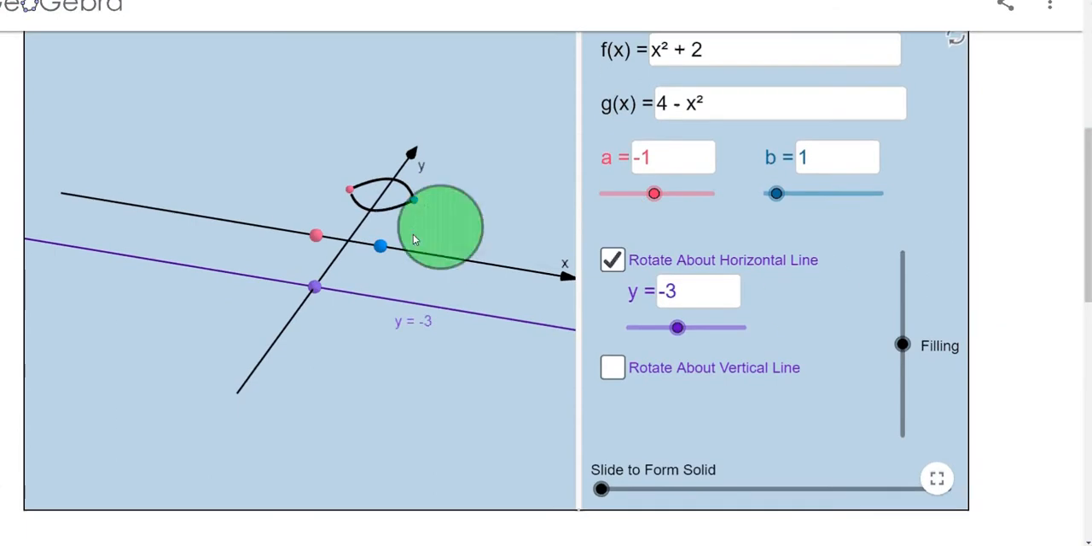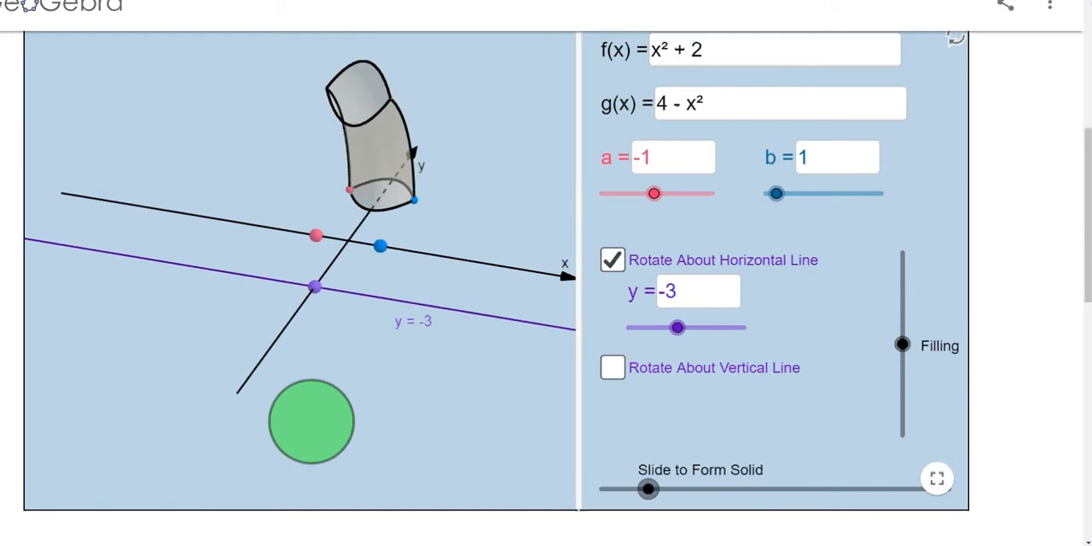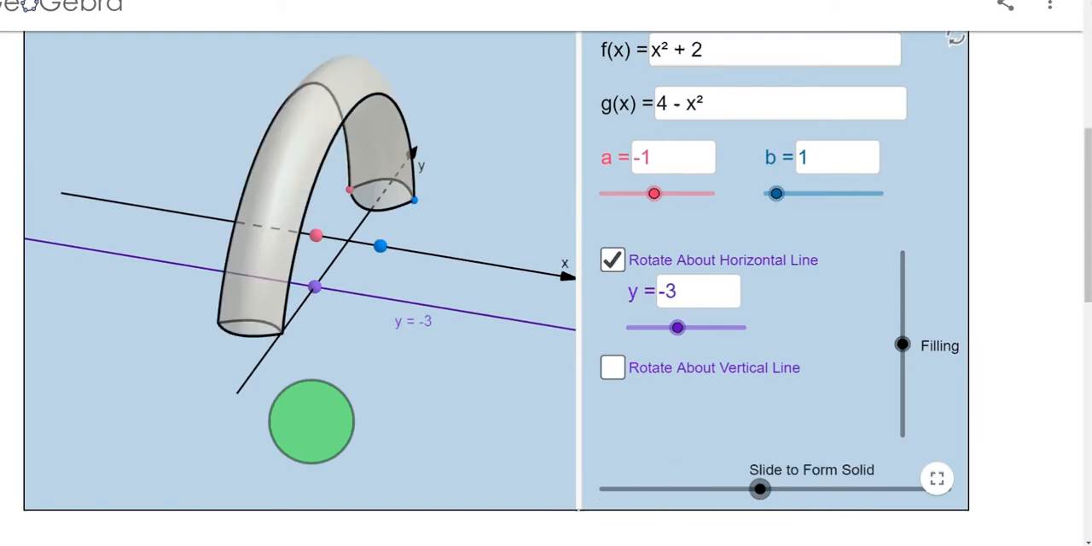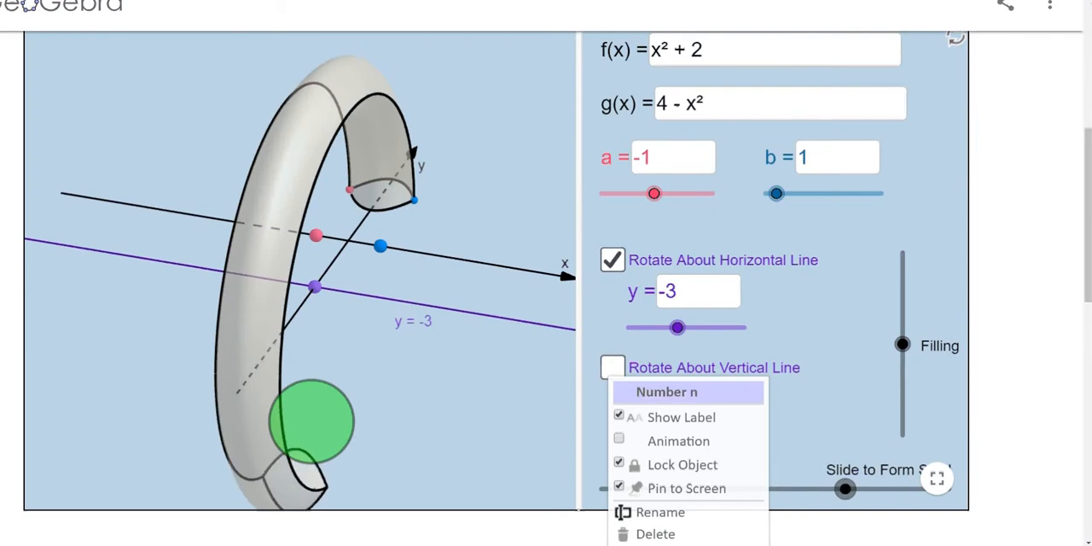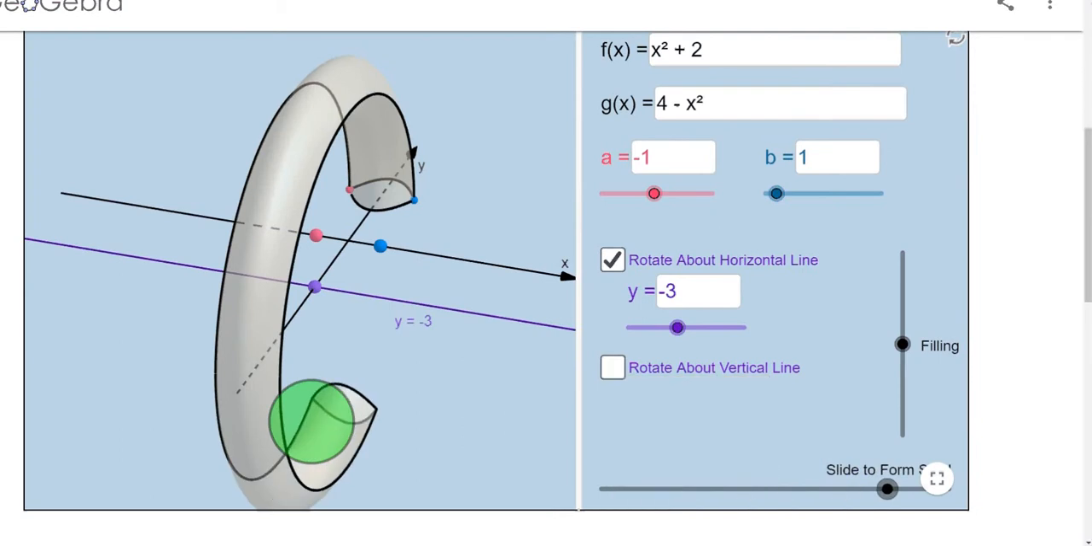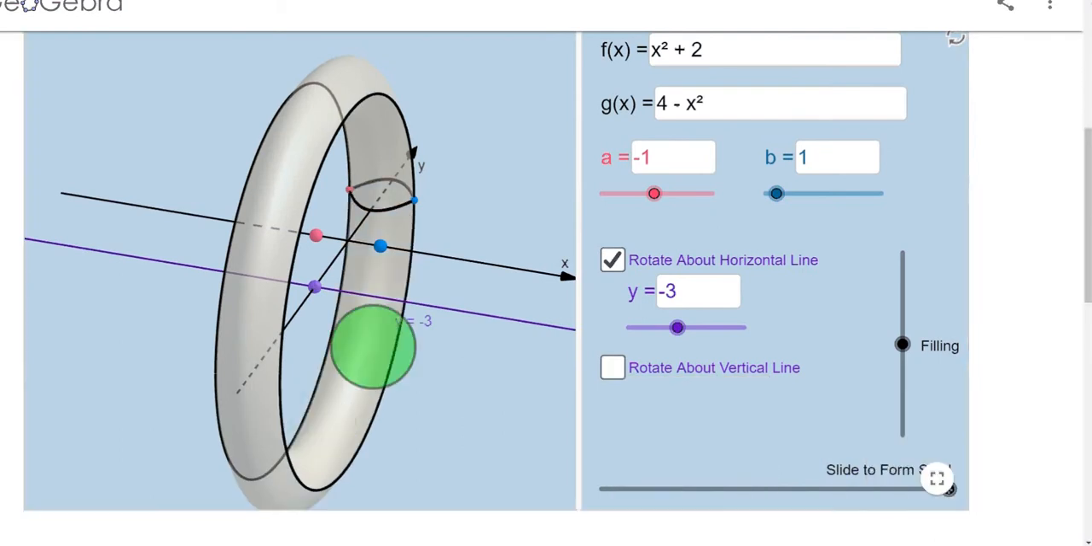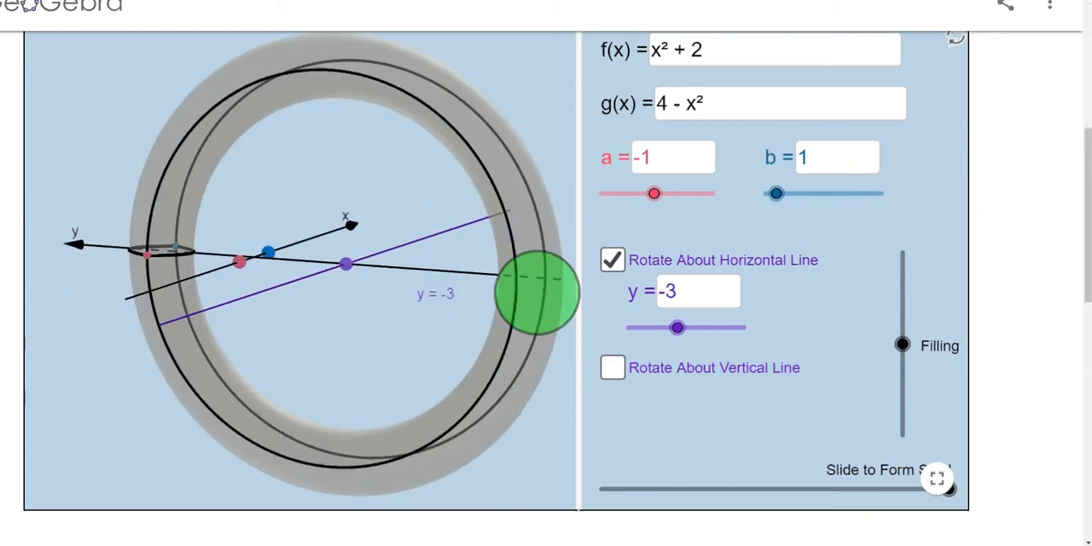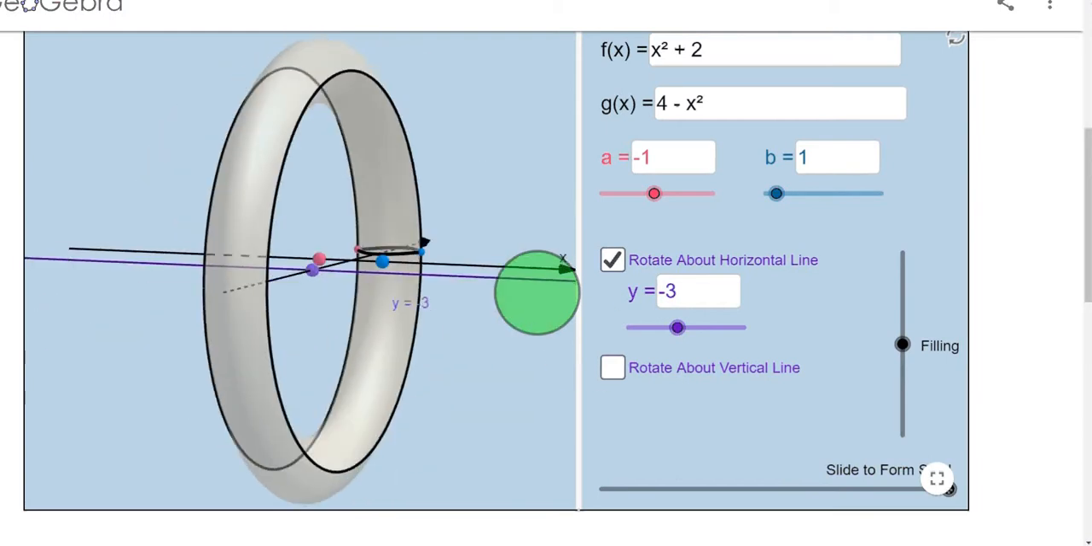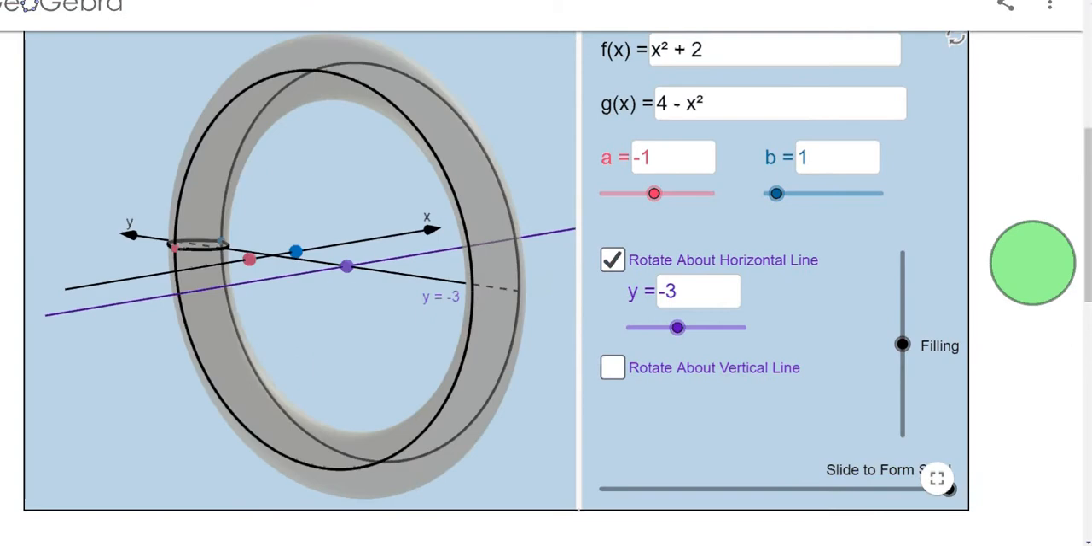Here is our region up here. I had to zoom out so that we could see what this looks like when we rotate it. We're rotating f and g, which are up here on this line y equals -3. So you can see that when you rotate this region all the way around, it forms something like a donut. Okay, and if we rotate this, looks more like a wedding ring, right? Because it's so thin on the edges.